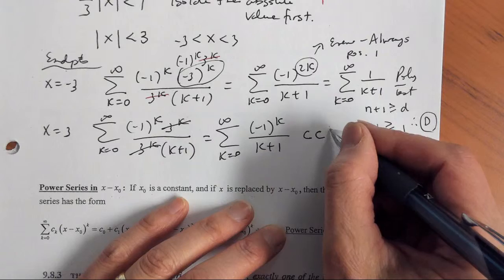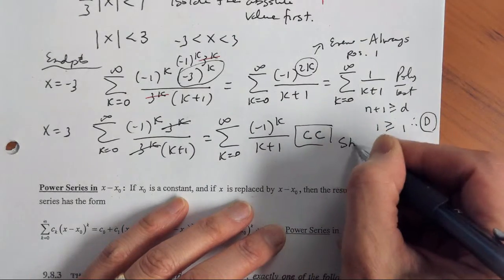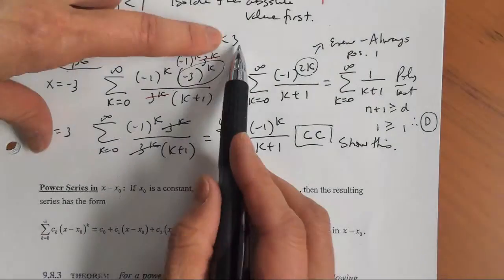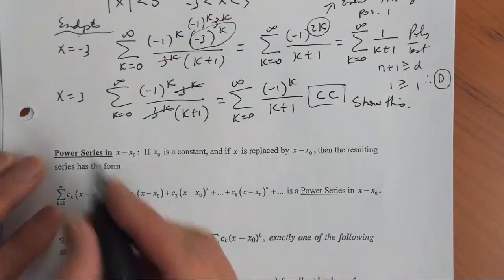I'm just going to state, okay, we're running a little low on time, so I'll just say you need to show this. Show this. All right, so you'll do the absolute value and then show that. So conditionally convergent is still convergent, so now we're going to include this. So now I can write out my final answer.